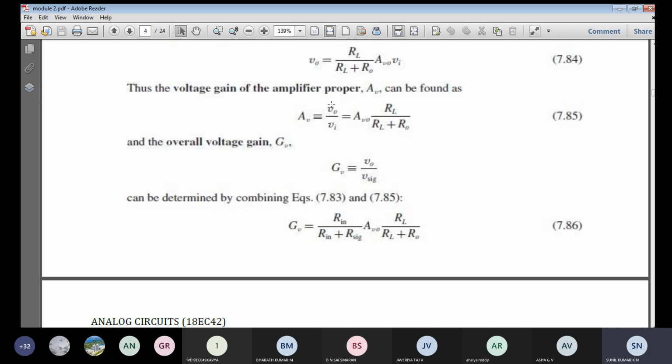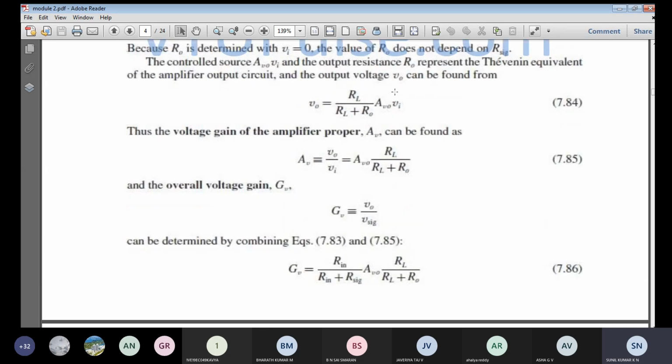Okay, so we consider the load resistance. And if we consider Vi, so Av0 times Vi, this is nothing but the output voltage. So output voltage divided by input voltage gives the voltage gain of the amplifier. So when we divide the output voltage by Vi, this Vi will get cancelled. Finally, the output voltage of the amplifier will be this expression. So we found the output voltage for a loaded amplifier.